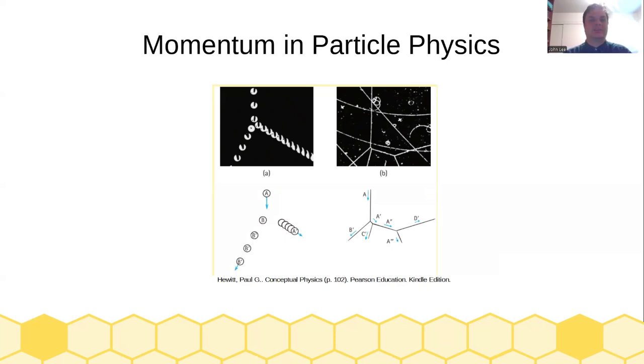Momentum is also conserved in particle physics, which is the study of really small pieces of matter. First of all, you have a drawing of a billiard ball hitting another ball, and the two balls moving off with different momentums in different directions, conserving the initial momentum of ball A.